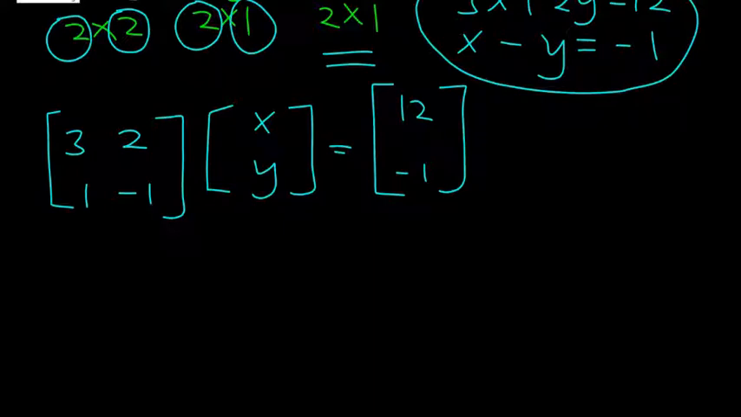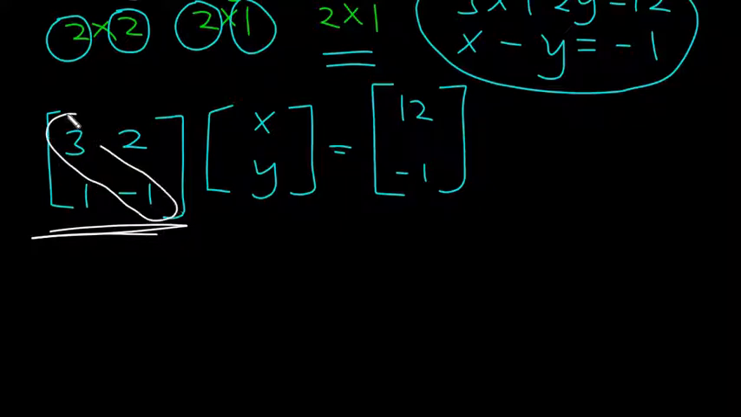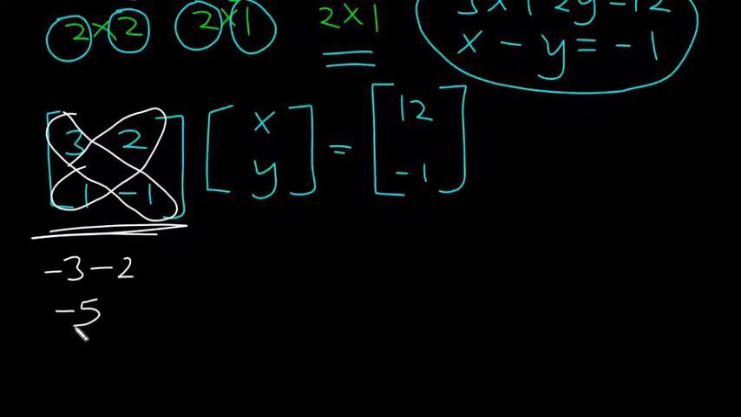So let's find the inverse of this matrix. We said for us to get the inverse, we need to first of all get the determinant. And we said that to find the determinant of a 2 by 2 matrix, we need to get the product of this diagonal, and then we subtract the product of this other diagonal. So we're going to have 3 times -1, which is -3, and then we subtract the product of this other diagonal, that is 2 and 1, so that will be 2. So our determinant is going to be -5.